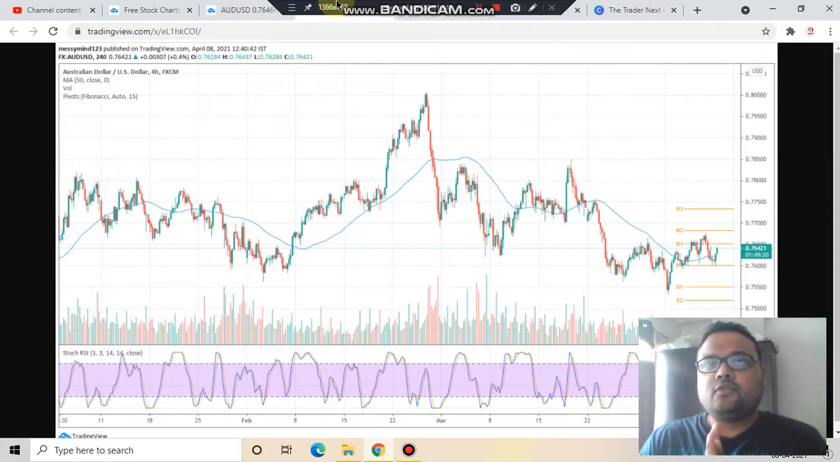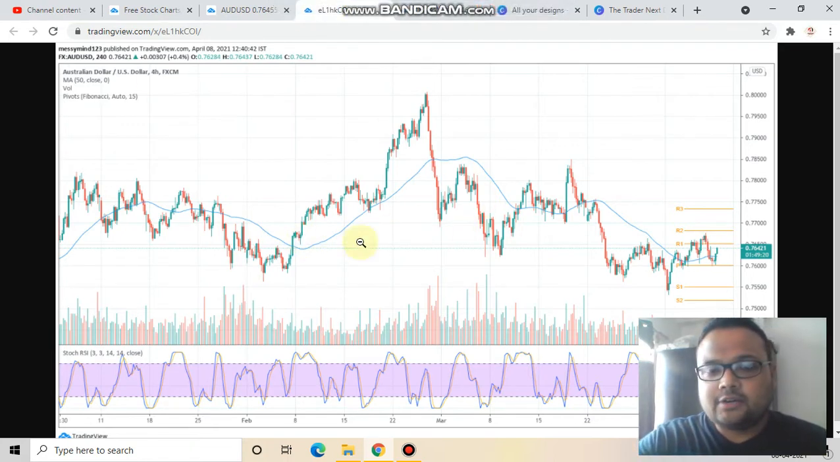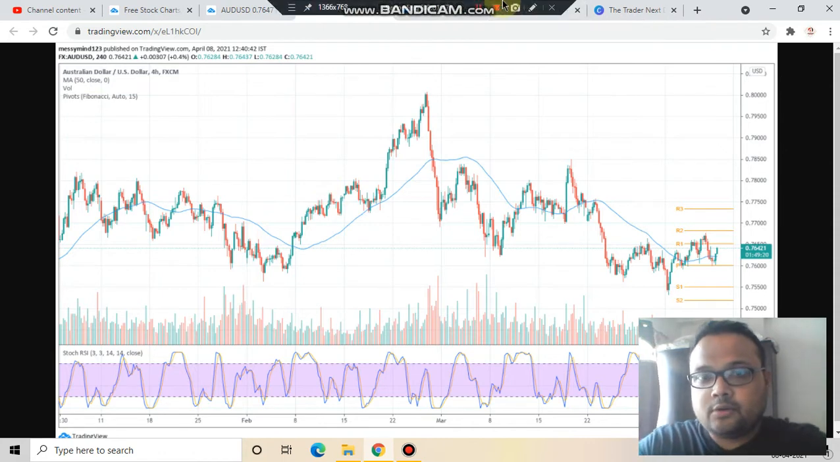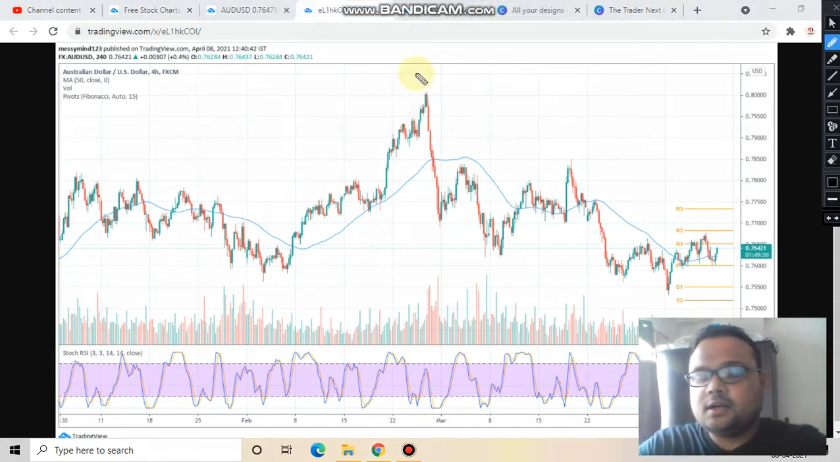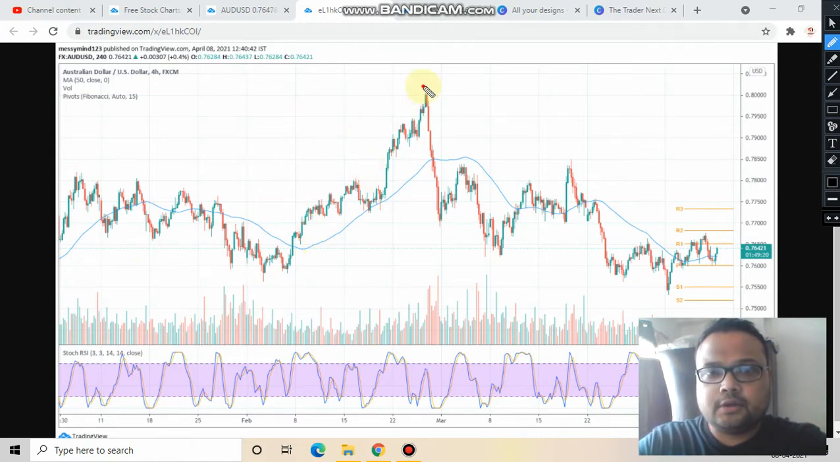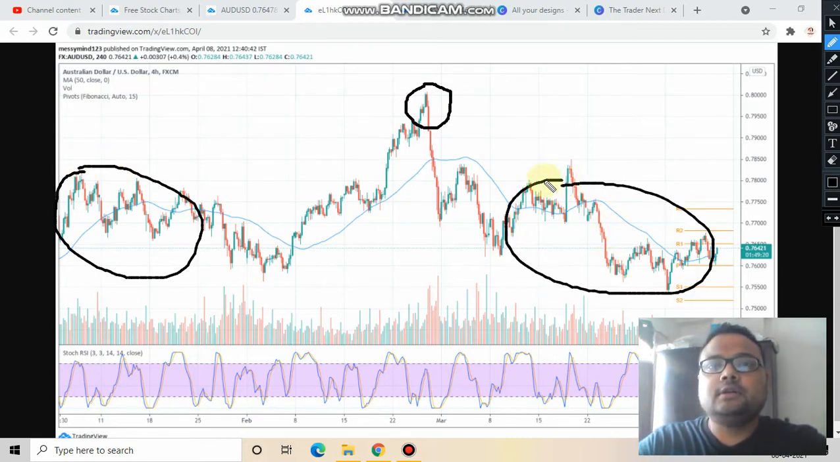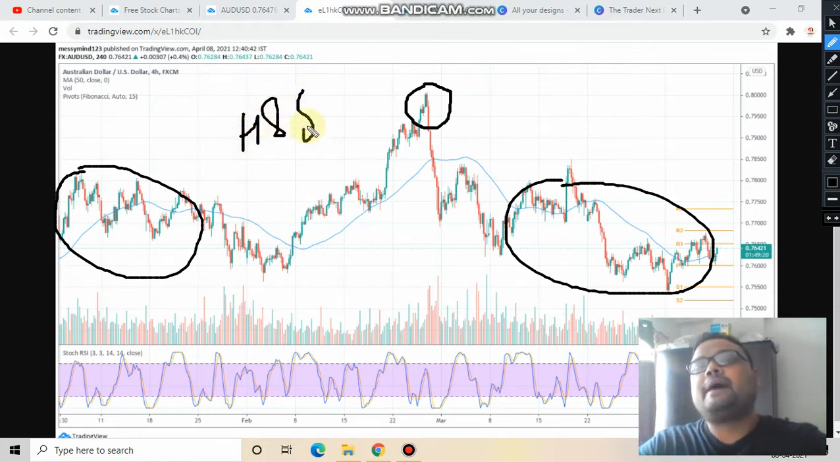And this is the overall chart of AUD USD. This is the chart for more than 2 months, since January, I guess. One of my subscribers today told me that he is seeing a head and shoulder kind of a pattern. Yeah, he is true, because if we consider this as the left shoulder, this as the head and this as the right shoulder, then this is kind of a head and shoulder pattern.